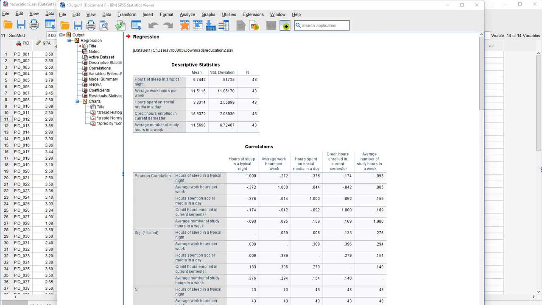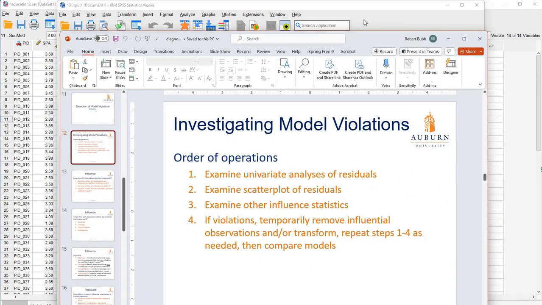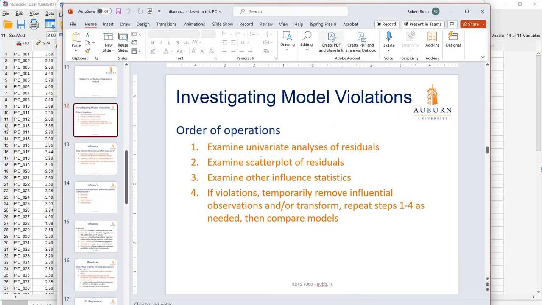Now, you know there is an order of operations when it comes to looking at our diagnostics. So remember from our PowerPoint slide, we're going to go ahead and look at the univariate analysis of the residuals. We're going to look at those residuals first. Again, we're looking for normality. We're also looking to see if the mean is close to 0, standard deviation close to 1. We want to look at the scatter plot of the residuals. Then we'll examine any other influential statistics. And then again, look for violations and if there's any observations that we want to remove temporarily, refit, and then compare our models. So that's the order of operations that we're going to look at. So let's take a look at our output here.